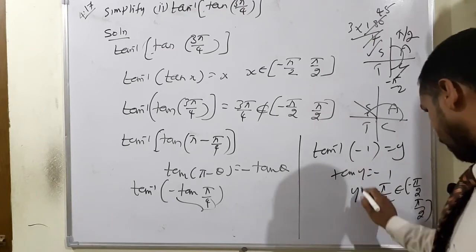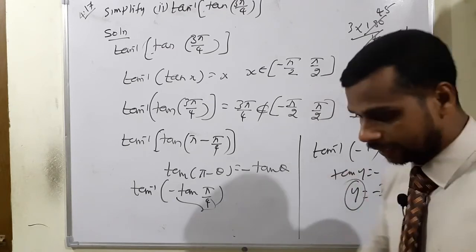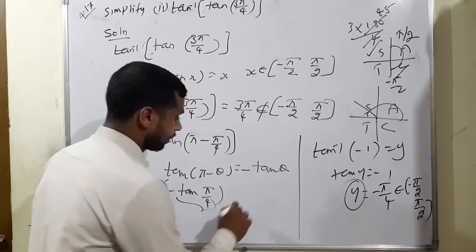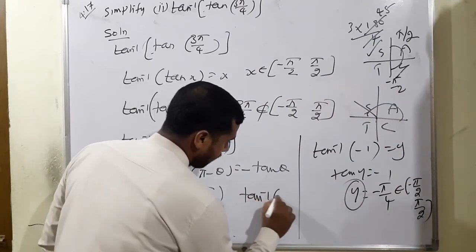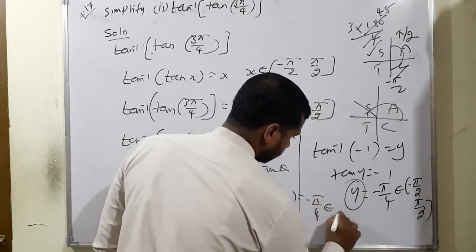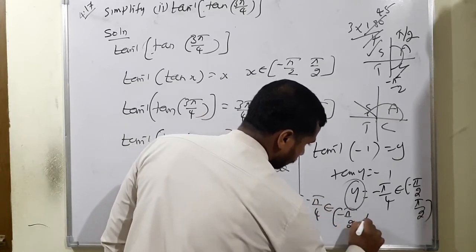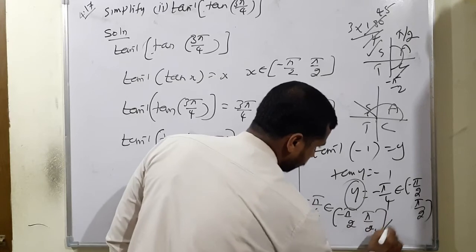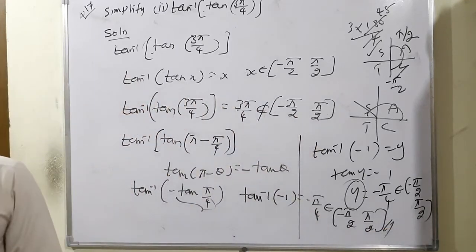Therefore, what is the meaning of y? Tan inverse of minus 1, isn't it? Therefore, the final answer: tan inverse of minus 1 is equal to negative pi by 4. It belongs to negative pi by 2 to positive pi by 2. Okay, subdivision 2 is over.